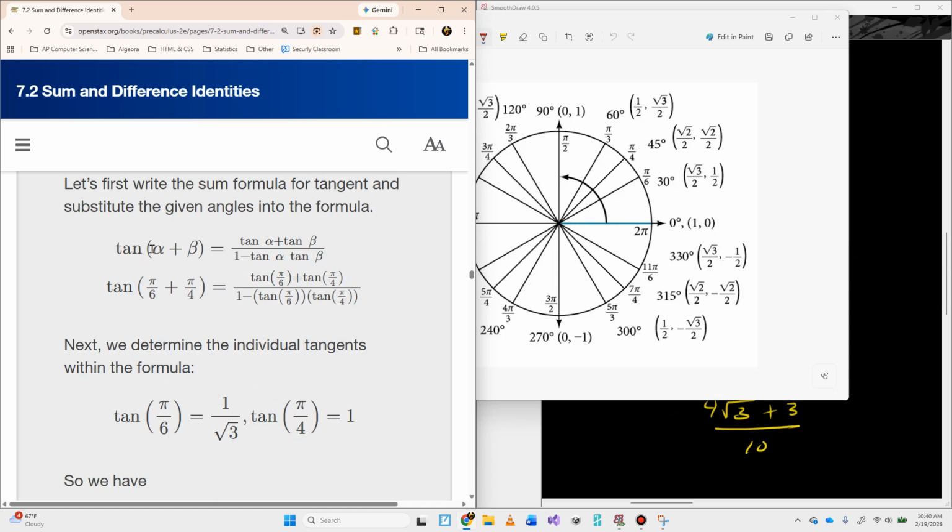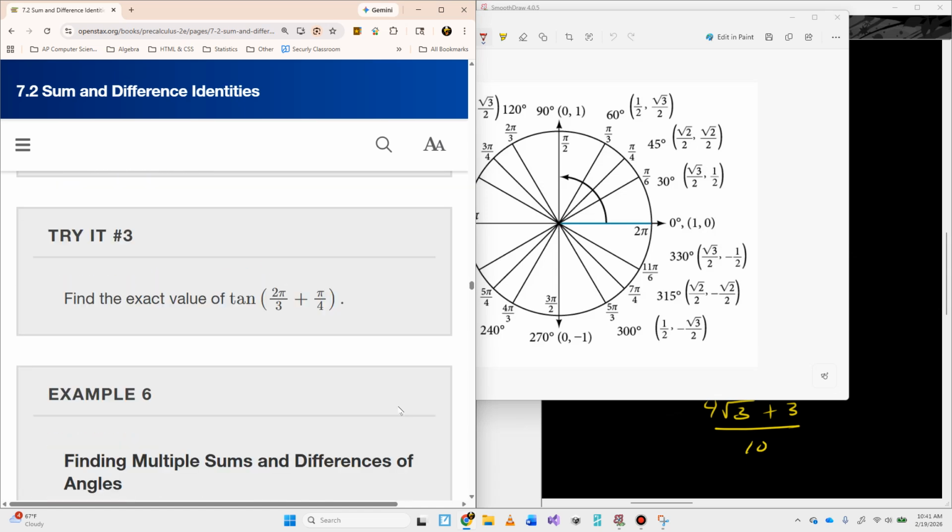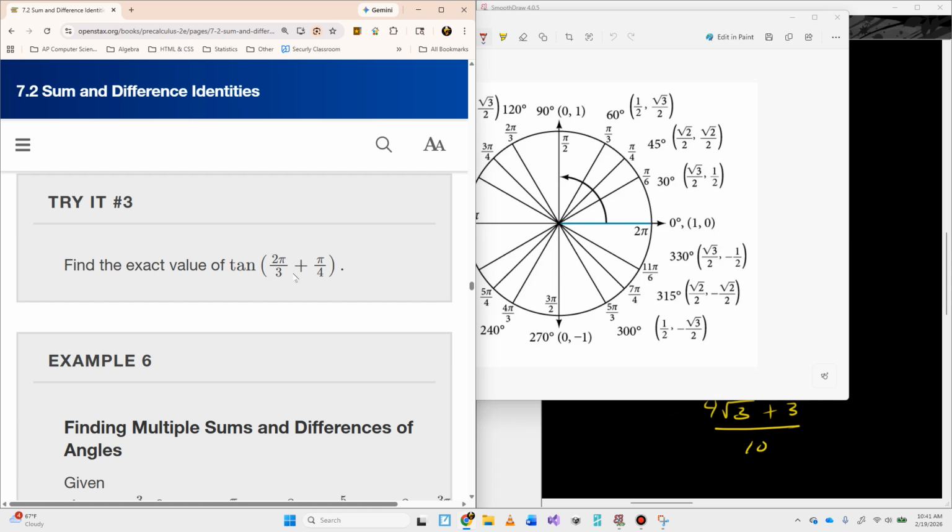I need to know what the tangent of alpha is, which we wrote. I need to know what the tangent of beta is, which we wrote. And then I plug into this formula to get an exact answer of what pi over 6 plus pi over 4 would have been if I added those two together and found the tangent of that value using a calculator. So we can do the same thing here. Find the tangent of 2 pi over 3 plus pi over 4.